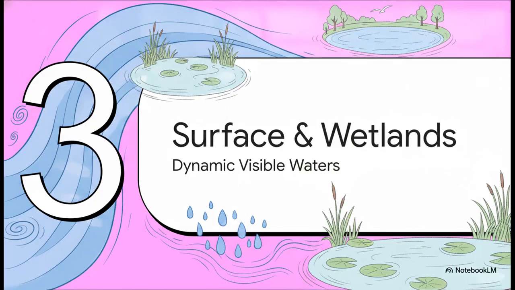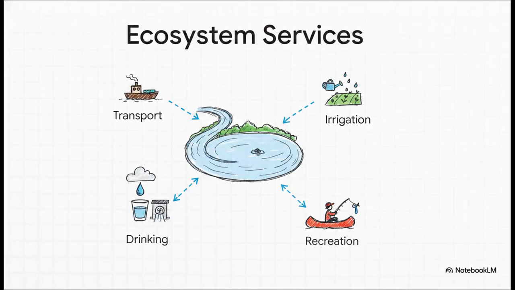Moving on to Part 3. Surface water and wetlands, the visible, dynamic waters we interact with most. Now, even though these surface waters hold a measly 0.3% of the Earth's total fresh water, they somehow represent about 80% of the renewable water we humans rely on every single day. Because they're so dynamic, these rivers and lakes provide a vast array of services to us.